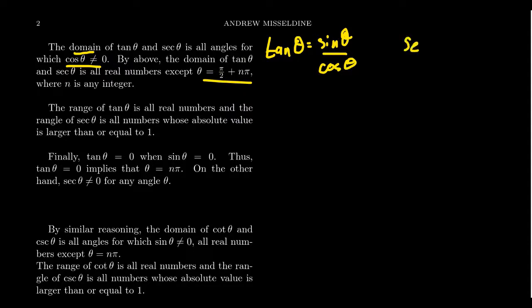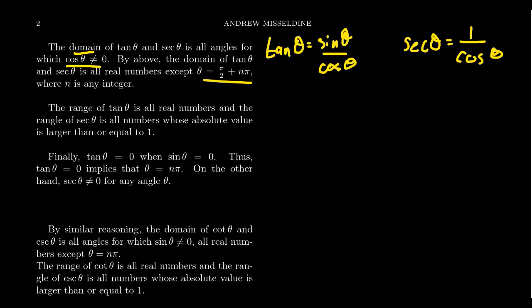Secant, on the other hand, is equal to 1 over cosine. So it has the same problem. The numerator is always 1, but the denominator is going to be cosine. And so if cosine is 0, that means secant will be undefined. So tangent and secant will be undefined when cosine is equal to 0.